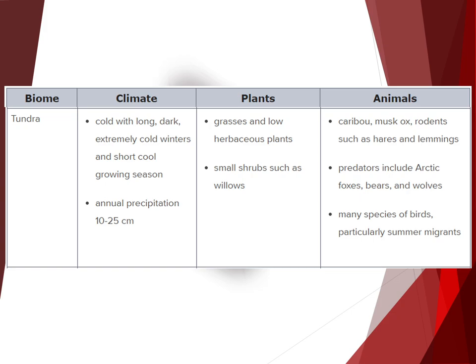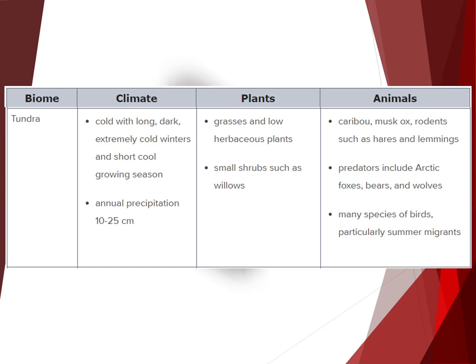The tundra biome is characterized by being cold, with very long and dark, extremely cold winters, and a short, cool growing season. That would be what we call a summer. An annual precipitation of somewhere between 10 and 25 centimeters, still a small amount of precipitation.